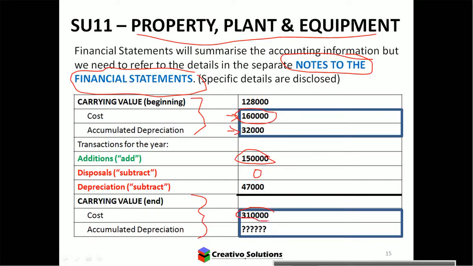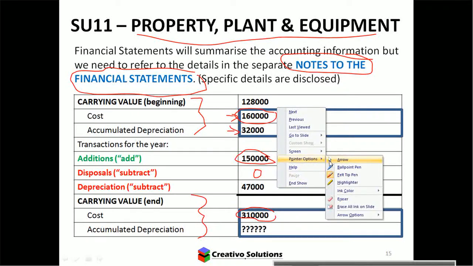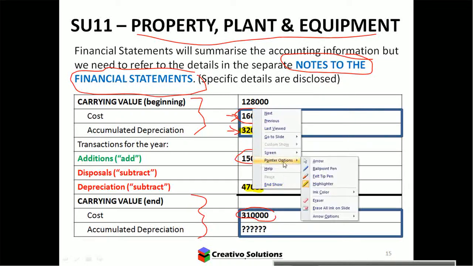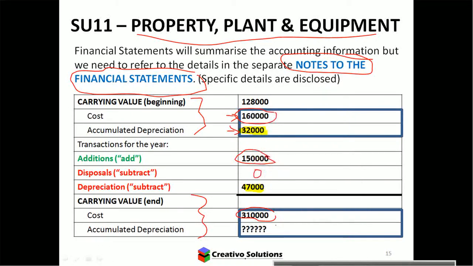310. See, there's the costs. Oh, yes. Alright, so that's what I've bought. Then I've got depreciation. How much depreciation did I start the year with? 32. How much depreciation do I have during the year? 47. So what's 32 plus 47? 79,000. Correct.